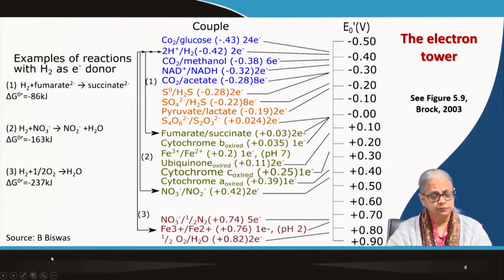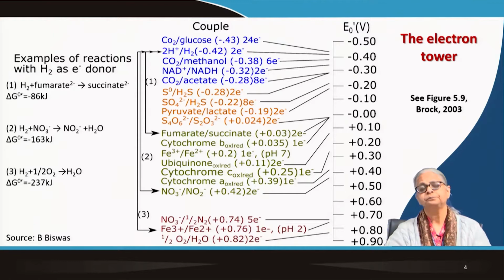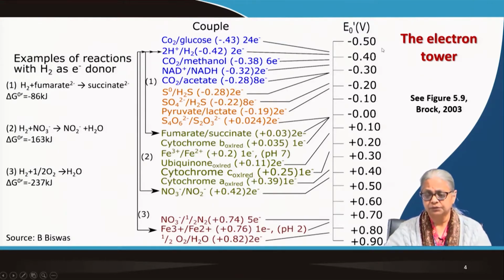Now let us take some other examples to make it clearer. Let us take number 1 that's shown over here. Here we have hydrogen which will act as the electron donor. So it's in reverse, hydrogen gas going to protons, and it's being combined with fumarate going to succinate. So it's not a big fall, it's a small fall.